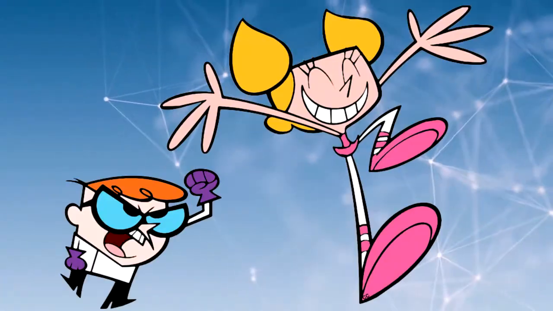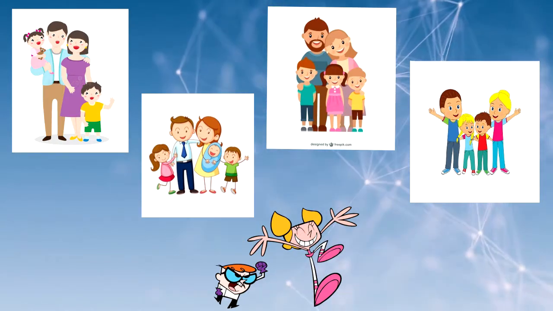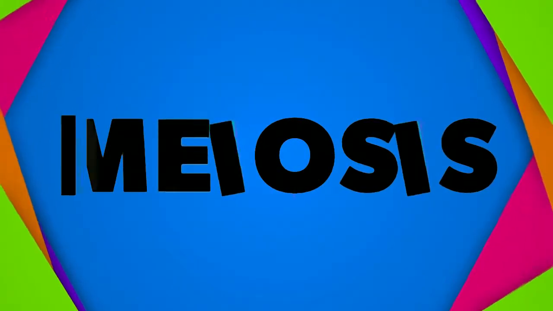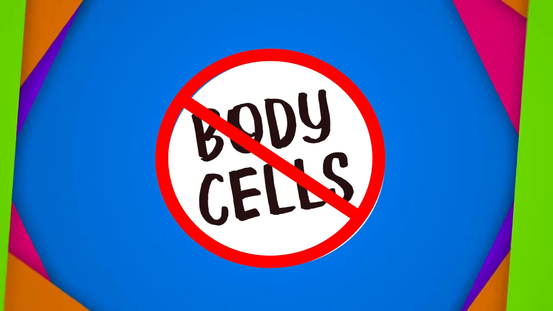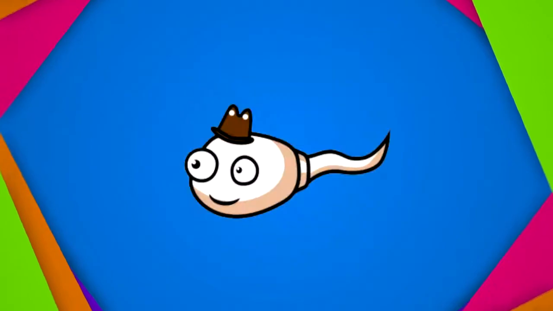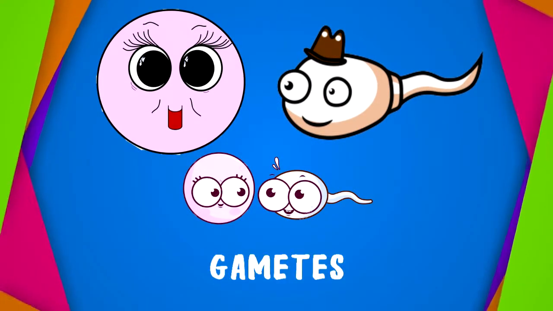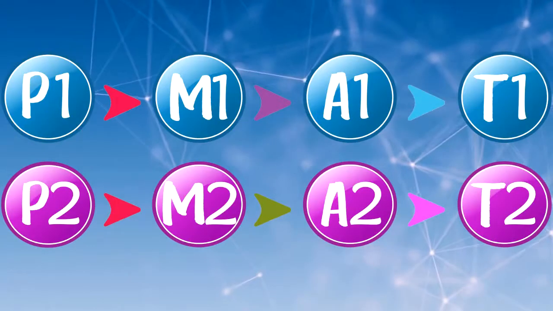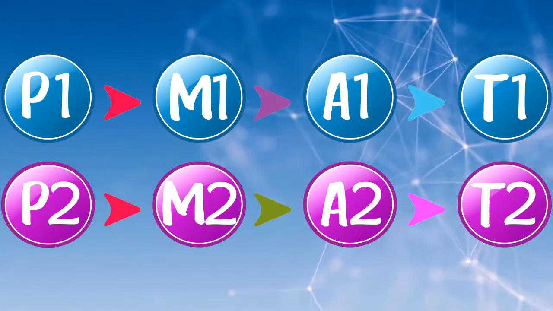Have you ever wondered how two siblings can have the same parents but still look different? Well, the cell division meiosis makes that happen. Meiosis is a process that contributes to genetic variety. It does not contribute to making body cells. Instead, it is responsible for the production of sperm and egg cells, otherwise known as gametes, which only have 23 chromosomes. Meiosis undergoes two divisions, each subdivided into 4 stages.